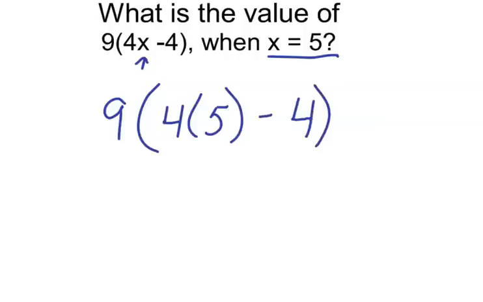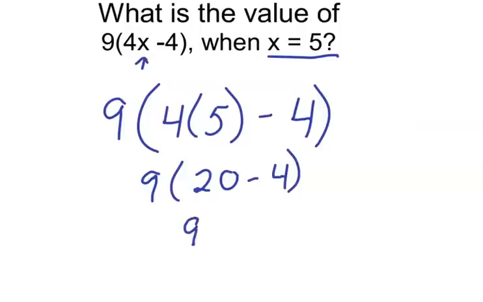All right, well, let's do the order of operations. The first thing we're doing is parentheses. All right, so there's the 4 times 5 minus 4 inside the parentheses. Well, the first thing you're going to do is the multiplication, right? 4 times 5, which is 20. So it's going to be 9 times 20 minus 4. All right, so the next thing you're going to do is 20 minus 4, and that is 16.